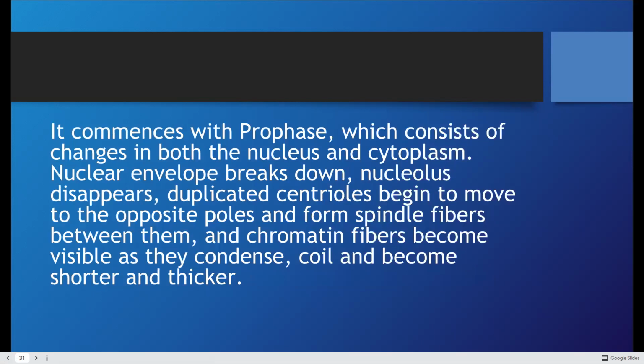It commences with prophase. This is the first phase in mitotic cell division, or the M phase, which consists of changes in both nucleus and cytoplasm. The nuclear envelope breaks down, the nucleolus disappears, duplicated centrioles begin to move to opposite poles to form spindle fibers between them, and the chromatin fibers become visible as they condense, coil, and become shorter and thicker.